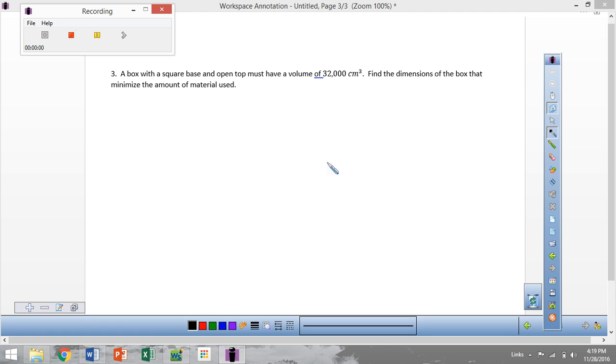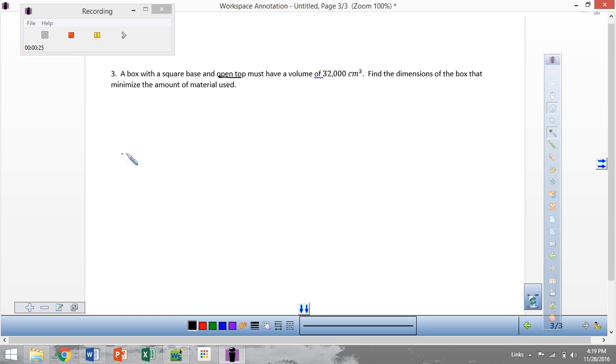Okay, in this video I've got another optimization problem. This time we have a box that has a square base and an open top. I'm going to go ahead and underline that because that's going to be important. It's going to have an open top. It must have a volume of 32,000 cubic centimeters. Find the dimensions of the box that will minimize the amount of material used.